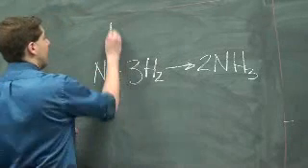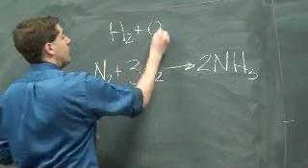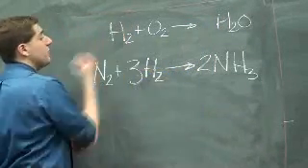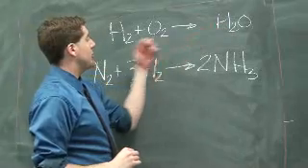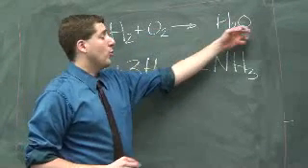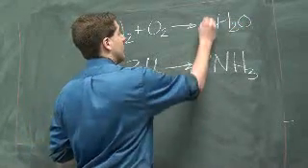To consider another example, if we look at H2 plus O2 goes to H2O. In terms of my hydrogen atoms, they're balanced. I started with 2, I ended with 2. But because I start with 2 oxygens and I only end with 1, I need a coefficient of 2 out in front.